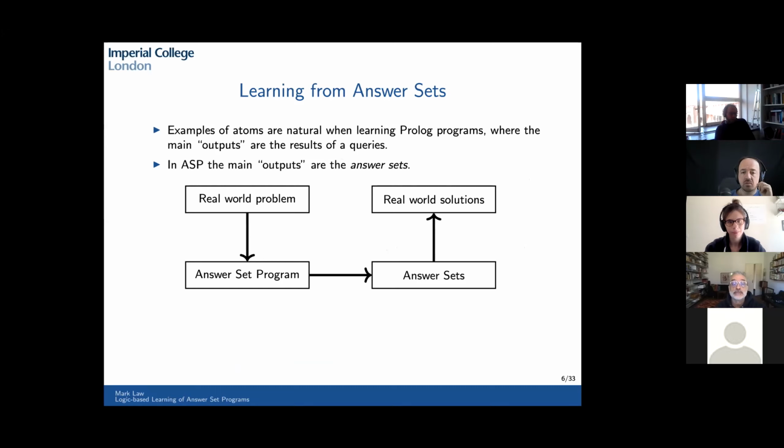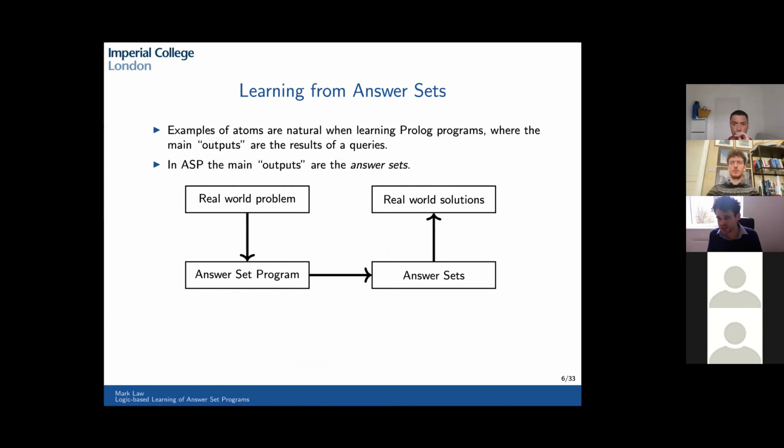And this leads me on to the learning frameworks that I developed in my PhD. So there are several of these. The most simple learning framework was called Learning from Answer Sets. And this is very different to previous approaches to ILP, because instead of the examples being atoms, they are actually examples of what should or should not be an answer set of the program.